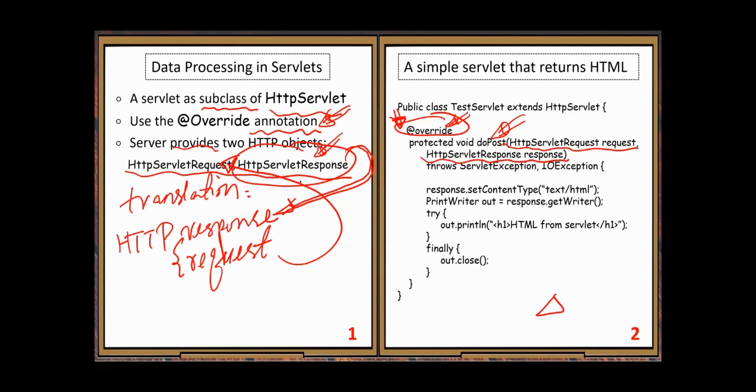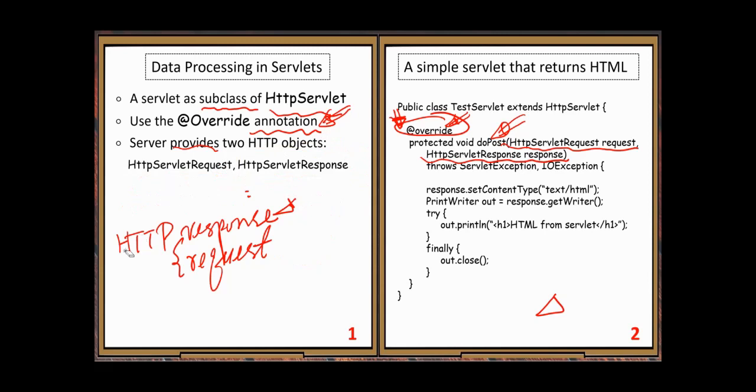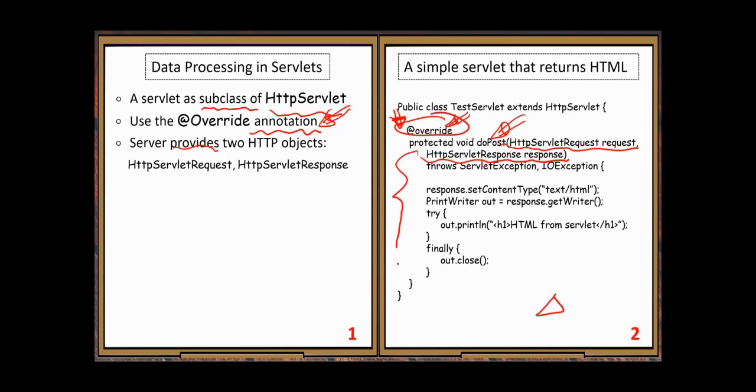With this, we as Java programmers just sit there, because the server has done all the preparation. We just write our code here to do the data processing job. All right. Now, let me explain the main data processing job that we, as the Java programmer, need to do.